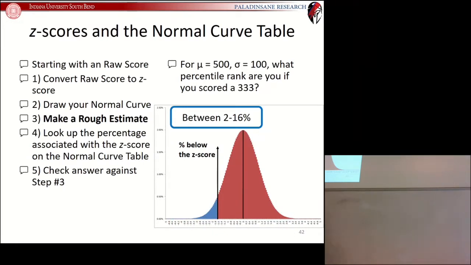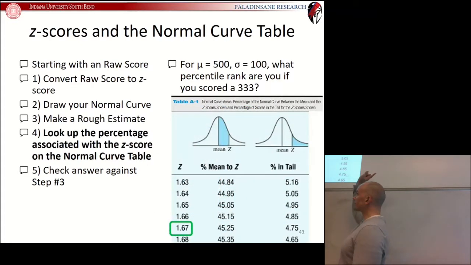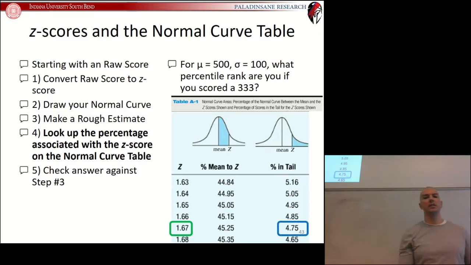So this is where, after you find your z-score, you go back to your picture. It looks like this. Go back to your estimate between 2 and 16% and find that in your distribution. The estimate sometimes will not differentiate between the two columns. The picture always will. So this is what we want. This does not look like that. This does look like that. So that 4.75, that's our answer.